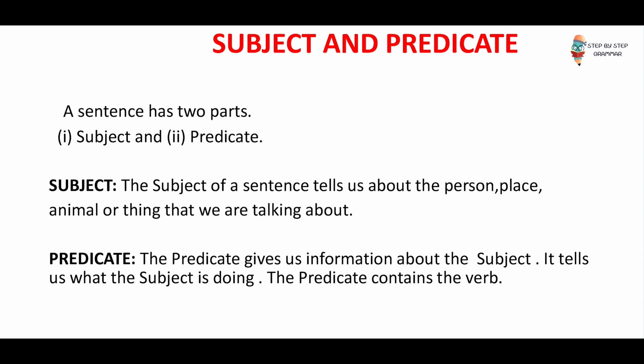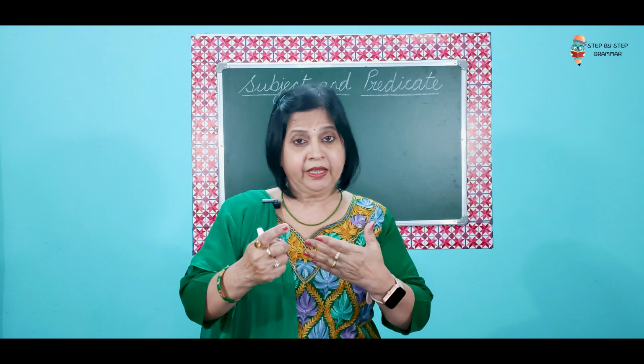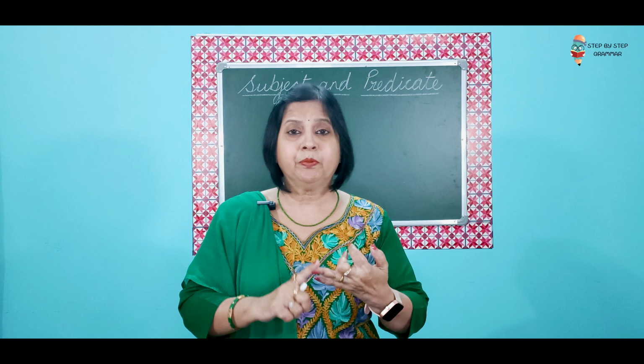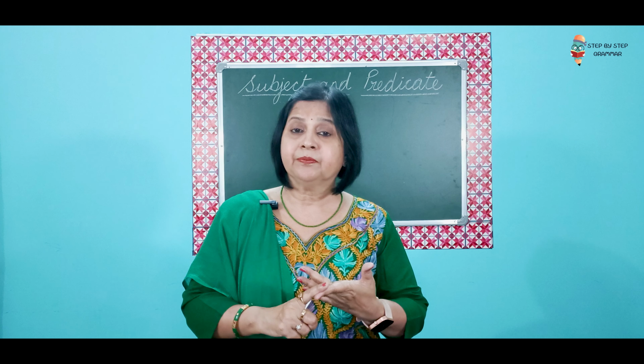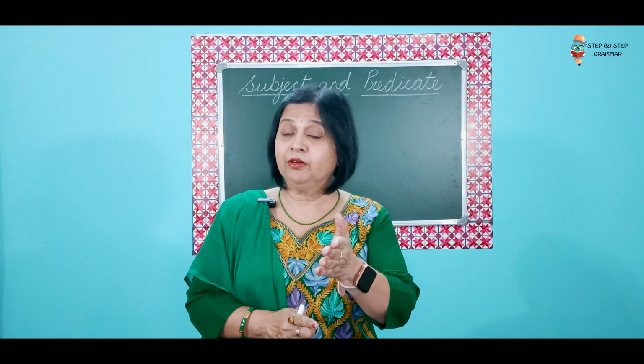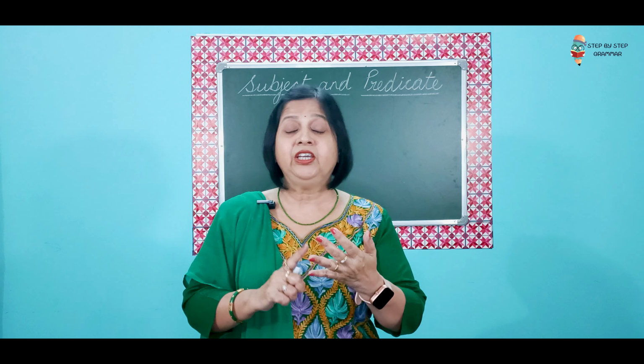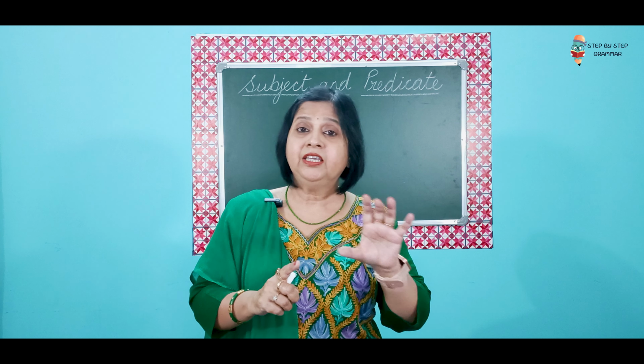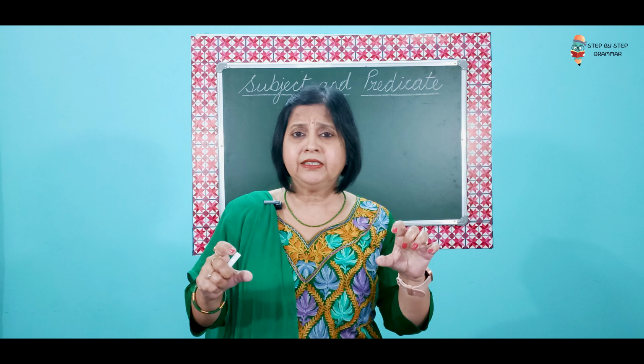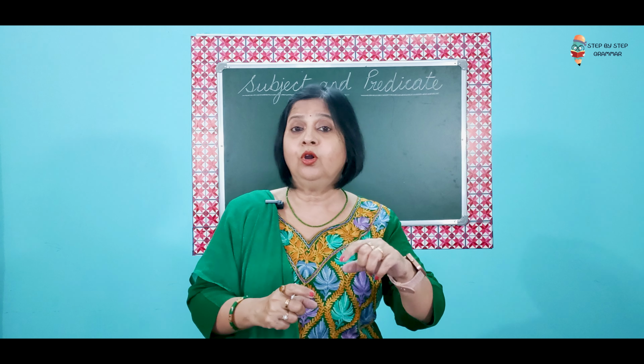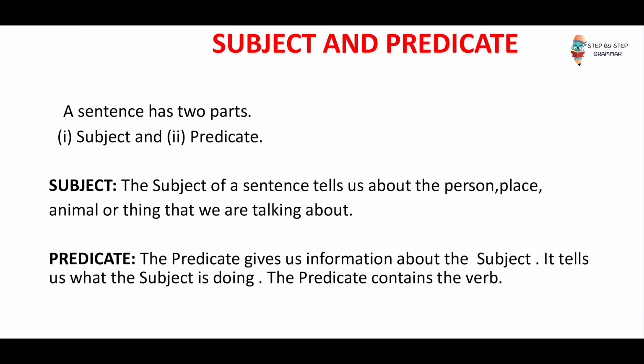The subject part of a sentence talks about a person, a place, an animal, or a thing. And of course, their plurals: persons, places, animals, or things. And when we are talking about these, it will also include the pronouns he, she, it, they. This is the subject part, that in any sentence, who are we talking about or what are we talking about? The next part is the predicate. The predicate tells us what the subject does or who the subject is.